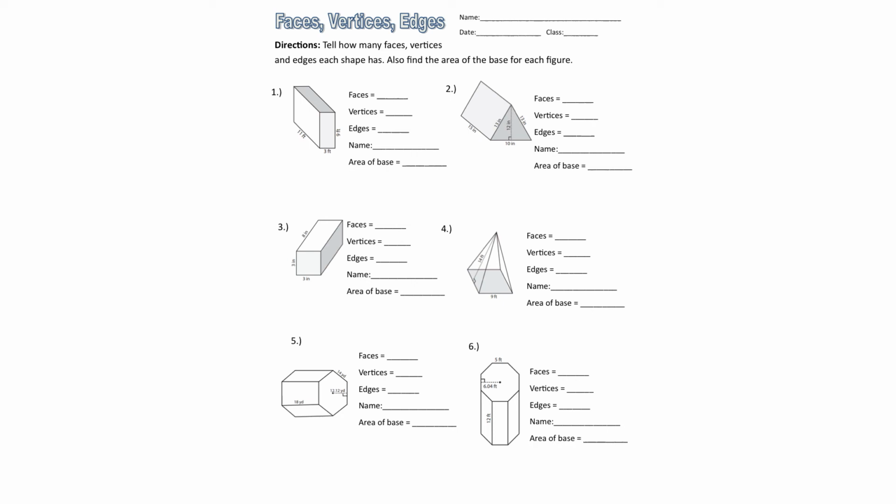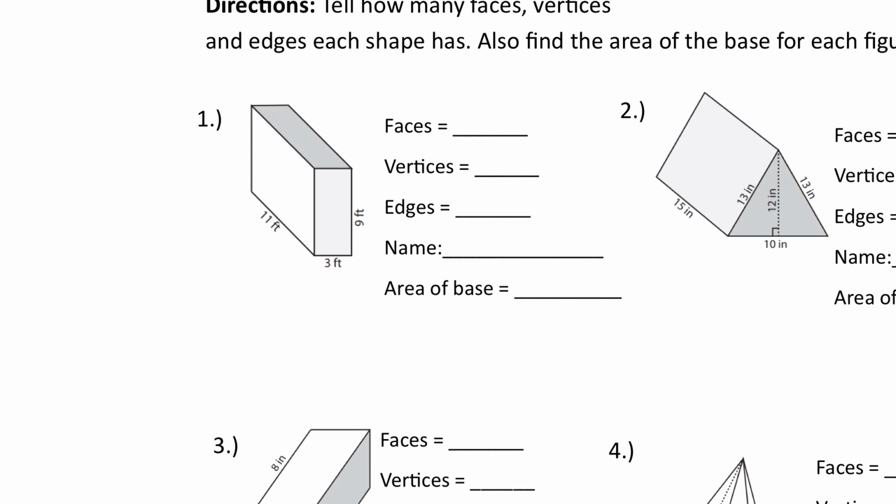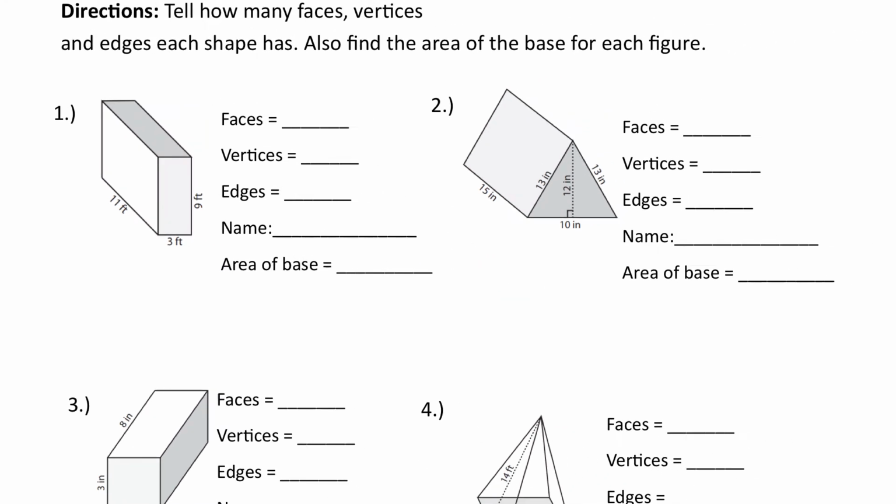Okay, so on this assignment, you're just going to tell me how many faces, how many vertices, how many edges it has. Right here, you're going to tell me the name of the overall figure, like in this case, this is a rectangular prism. And then you're going to find the area of the base. On a rectangular prism, and we're going to talk about this more tomorrow, just assume the side that it's sitting on is the base. So on this one, the area of this base is 11 times 3, which is 33 square feet. Now, that's not going to be true for most of the rest of these.